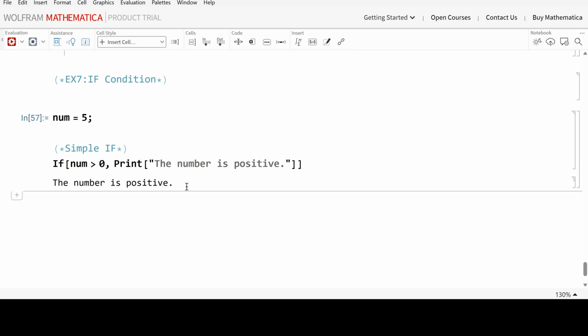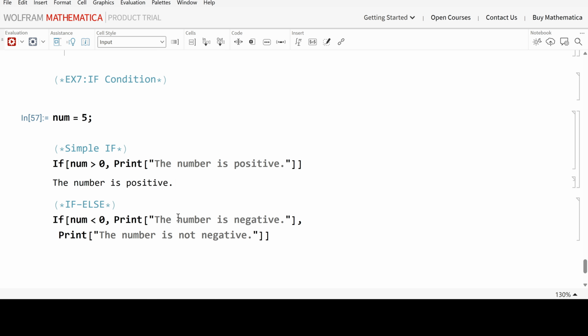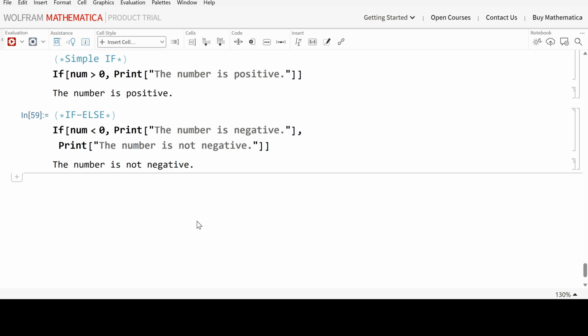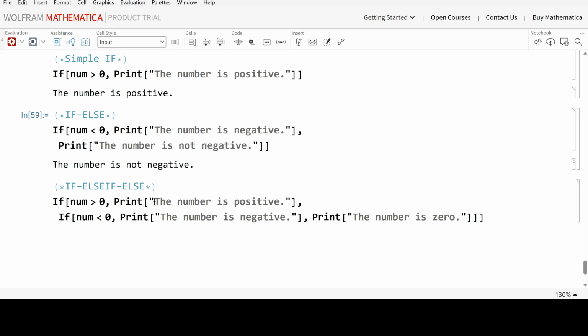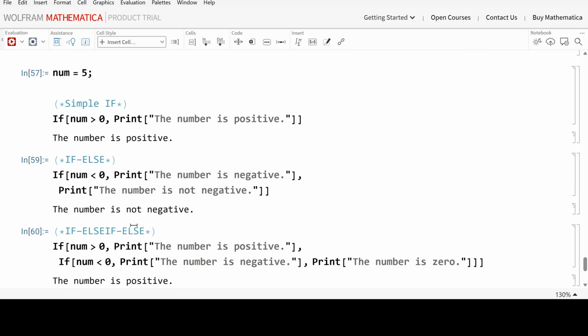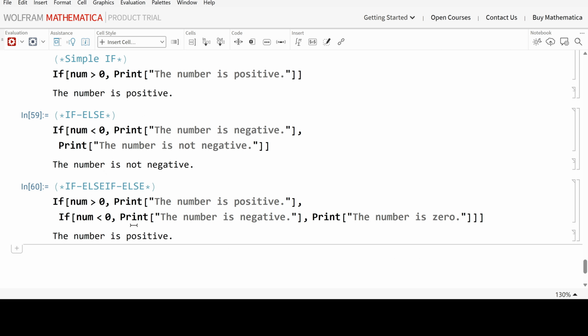Now let's make it slightly more complex with an if-else structure. If num is less than 0, print "the number is negative". Otherwise, print "the number is not negative". Finally, let's make a full version: If, else if, and else. If num is greater than 0, print "the number is positive". Else if num is less than 0, print "the number is negative". Otherwise, print "the number is 0". This shows that Mathematica's If command can work just like in traditional programming, making logical choices and guiding program flow.